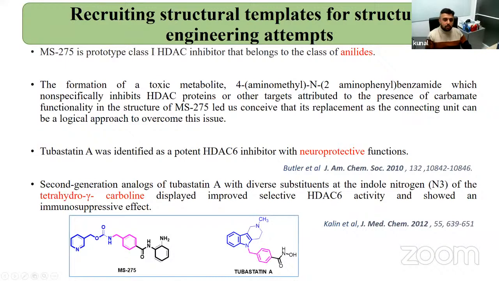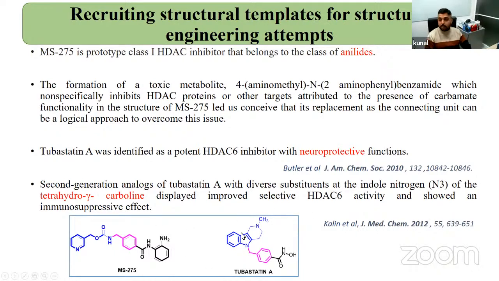This is a structure which is a class 1 AICTE inhibitor. And this is a second structure that is tubulostatin, an AICTE-6 inhibitor. So after selecting the targets, we selected the molecules and then thought that we will do our structural engineering. We will do structural alterations. We will do structural modifications on these scaffolds.